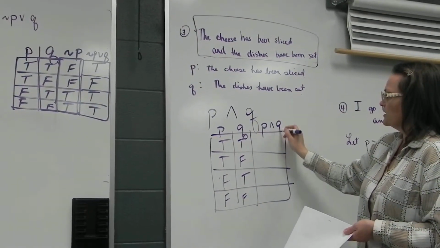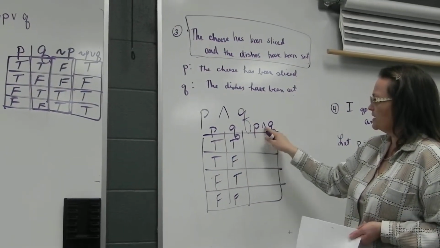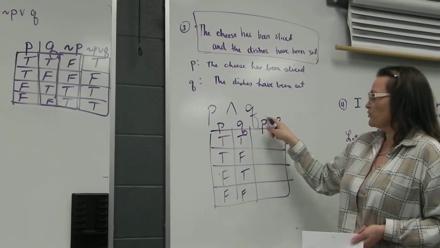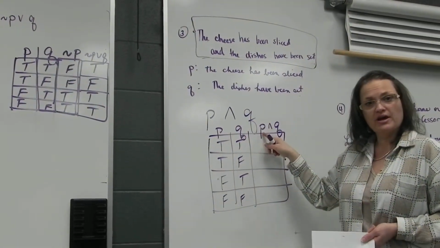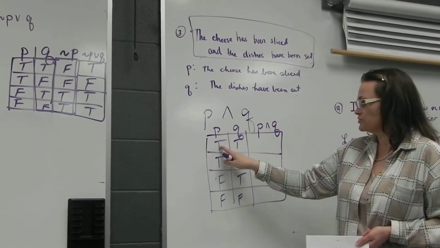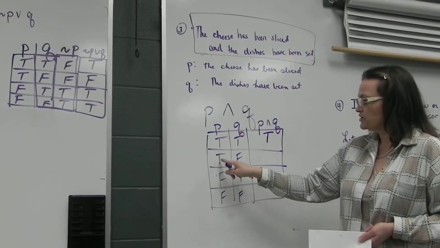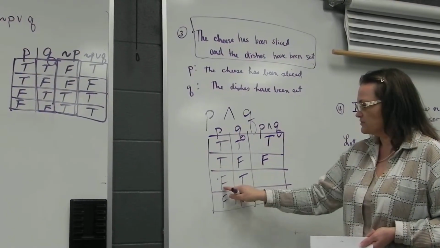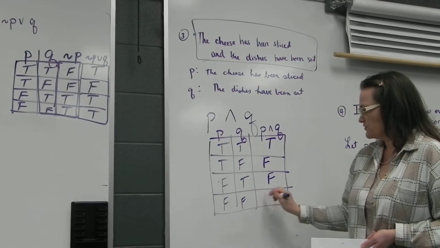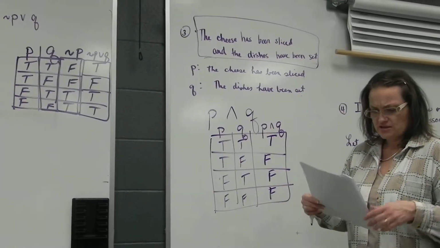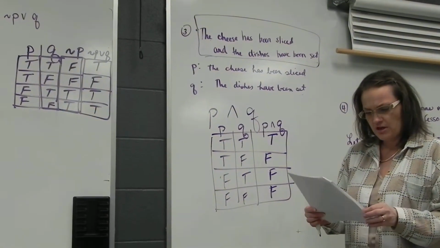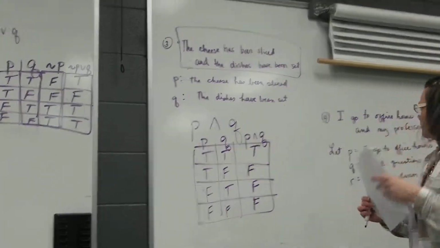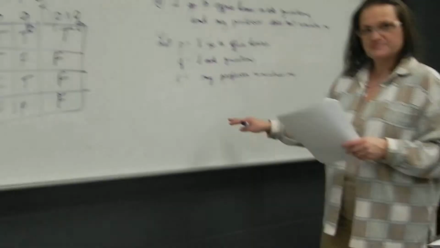Then we evaluate the compound statement of P and Q. Remember, for and to be true, they have to both be true. So true, true is true, true, false is false, false, true is false, and false, false is false. I think that's all you did there. Number 3. Okay, number 4. Can you see this okay?